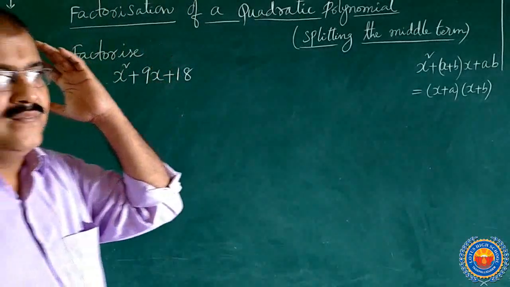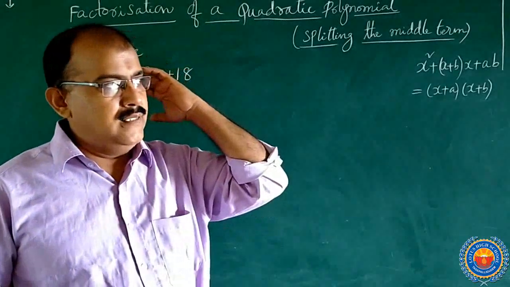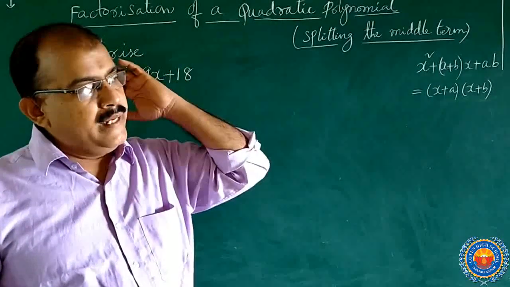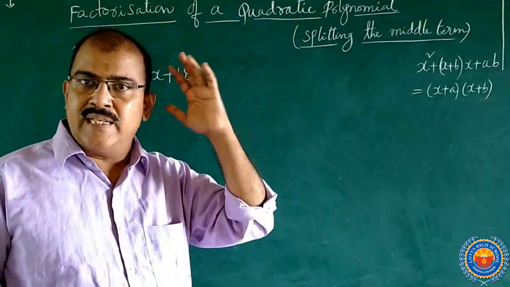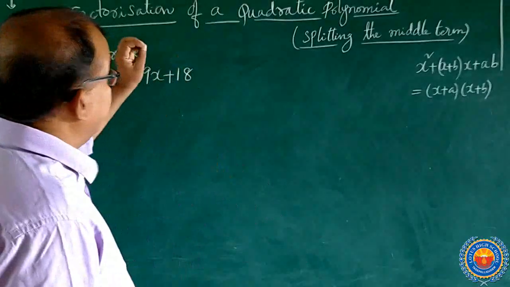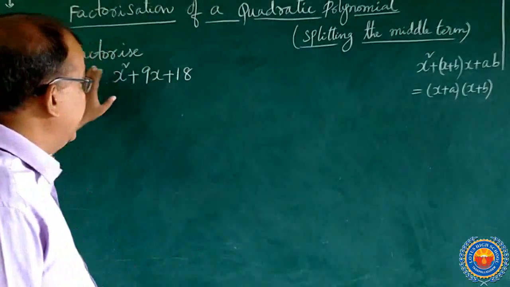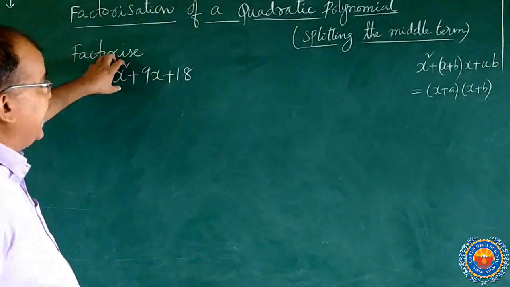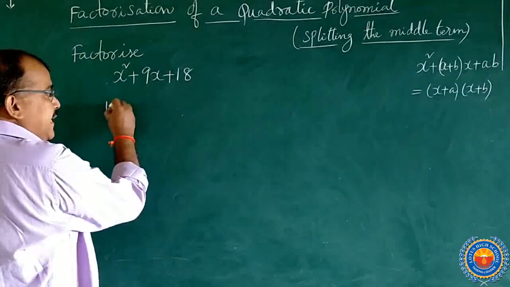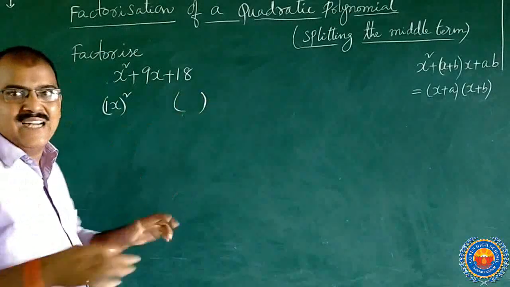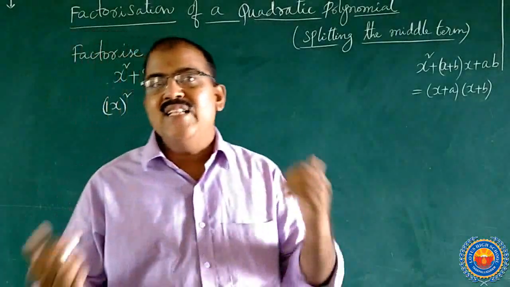Before, x square, that is a square plus 2ab plus b square and a square minus 2ab plus b square also, that is also a quadratic polynomial only. But what is the difference between that and this? Here you see this we can write like a perfect square, x square, but 18 is not a perfect square.